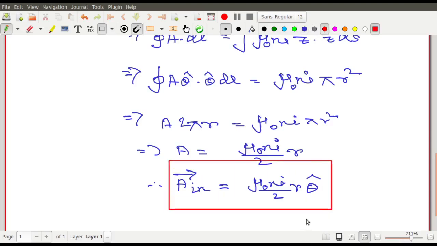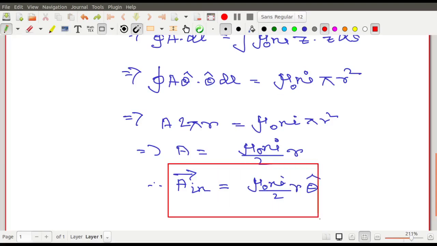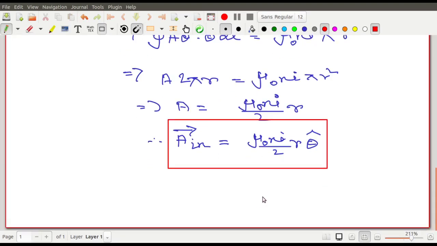That's the expression of the vector potential inside, right? So this is what we have understood very well. Now let us consider the Amperian loop outside, so that the radius of the loop will be extending outside. So now you write over here.